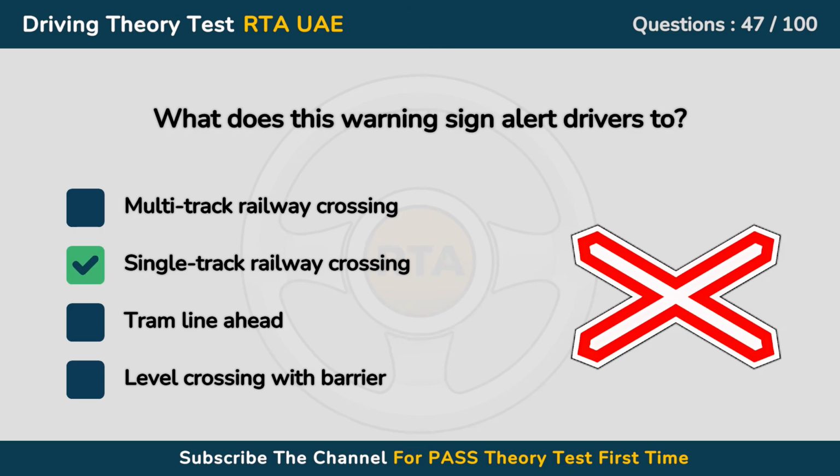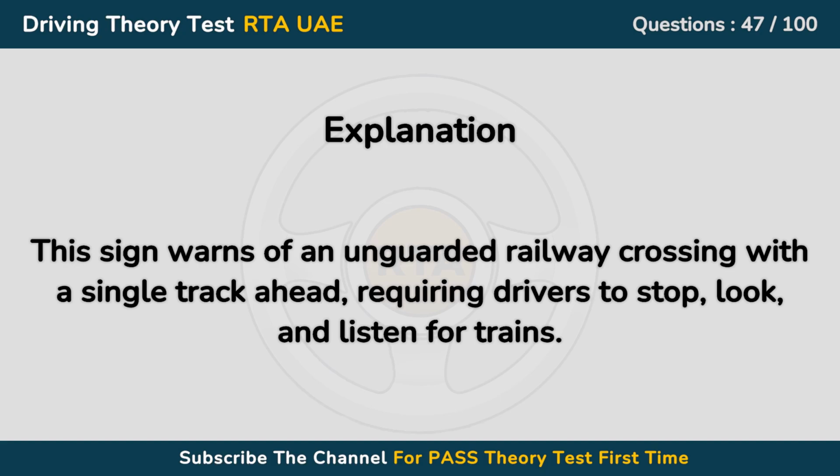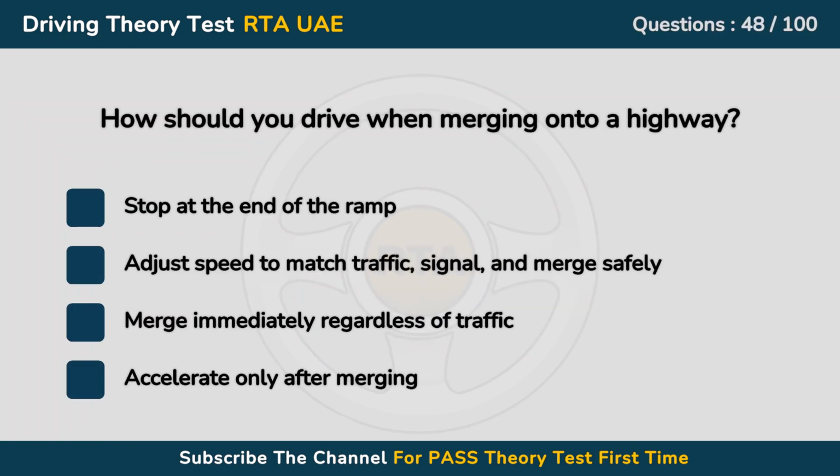Answer is B. Pass obstacle on the right. This pass obstacle on the right sign indicates that traffic must pass an obstacle, such as an island or roadworks, on the right side. Question 52. What is the correct use of car horns?